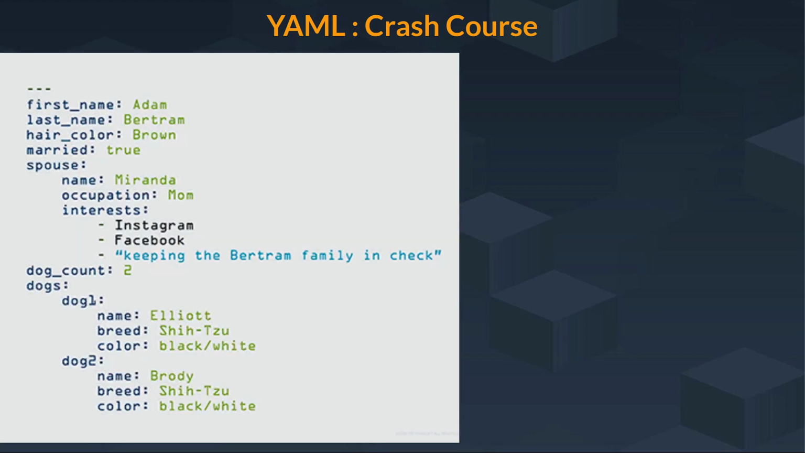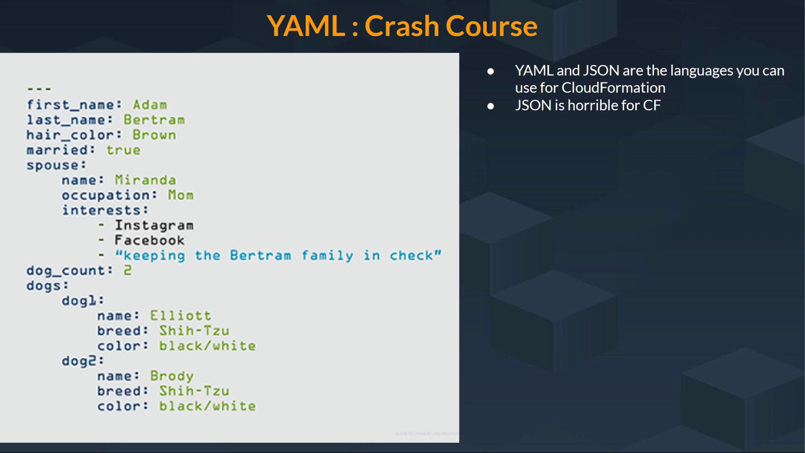YAML stands for Yet Another Markup Language, or YAML Ain't Markup Language. It is a human-readable data format used for configuration files, data storage, and communication between systems. It is simple, easy to read, and widely used in DevOps, cloud computing, and automation.